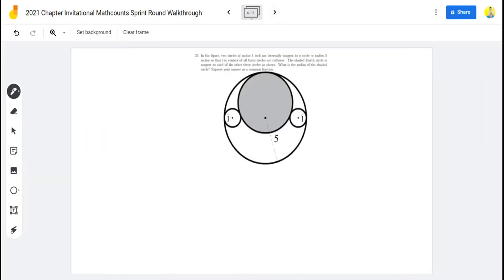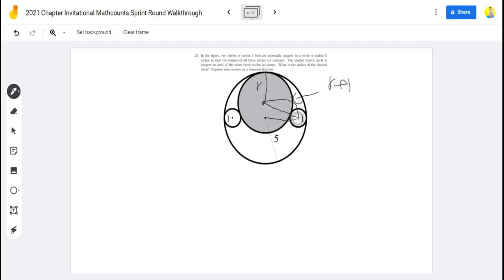In the figure, two circles of radius 1 inch are internally tangent to a circle of radius 5 inches, so that the centers of all three circles are collinear. The shaded fourth circle is tangent to each of the other three circles as shown. What is the radius of the shaded circle? Express your answer as a common fraction. So let this be the center of the shaded circle. This would just be the r, where the radius is the center circle, and this would be r plus 1. This would just be r plus 1.